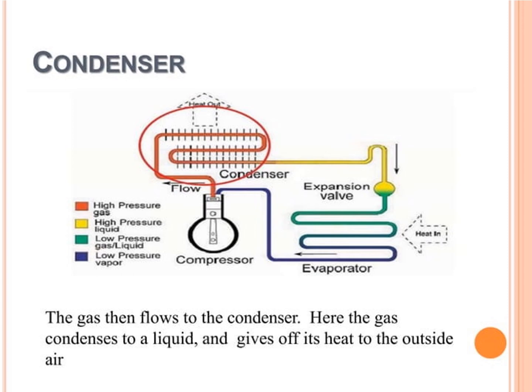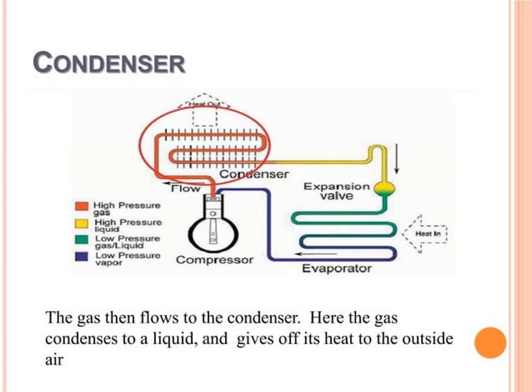So the condenser is in red color, that is high pressure gas. So the gas then flows to the condenser. Here the gas condenses to the liquid and gives off its heat to the outside air. So you can see the compressor, and after the compressor there is a condenser.